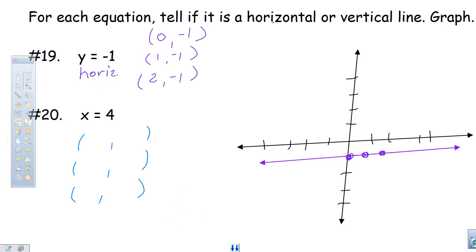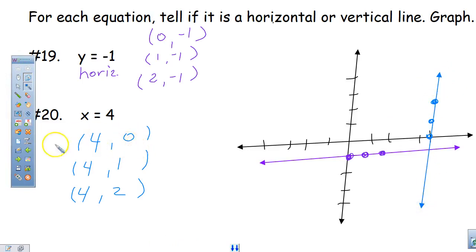For number 20, which do we care about, the x or the y? 4, 4, 4. And I'm just going to do 0, 1, and 2. So I'm going to graph those points. What type of line do we end up with for this one? Vertical. What type of slope do vertical lines have? Undefined. Yep, so this one's vertical, and your slope is undefined.